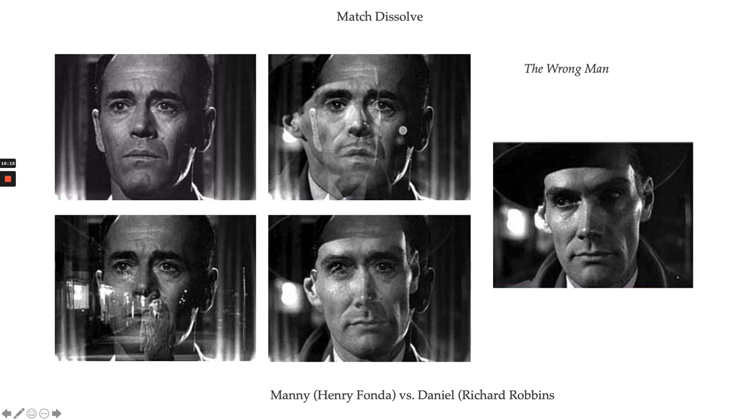And so the dissolve here is a way of transferring that guilt or transferring the crime back to the right person. At the very beginning of the film, you see a similar dissolve where the crime is transferred to Manny, and now Manny's transferring that crime back to the actual criminal. And so just a way of doing a match dissolve.